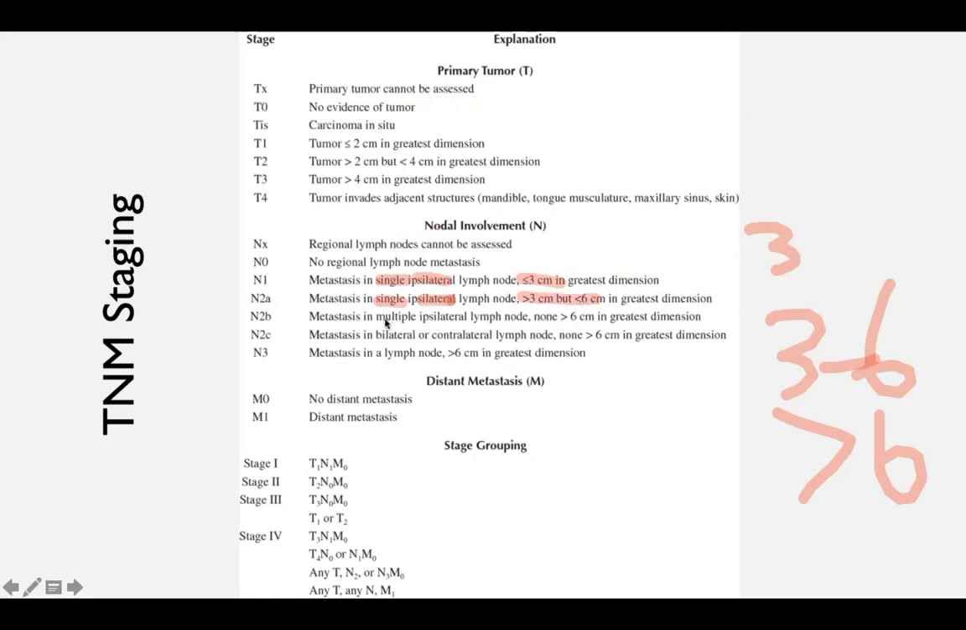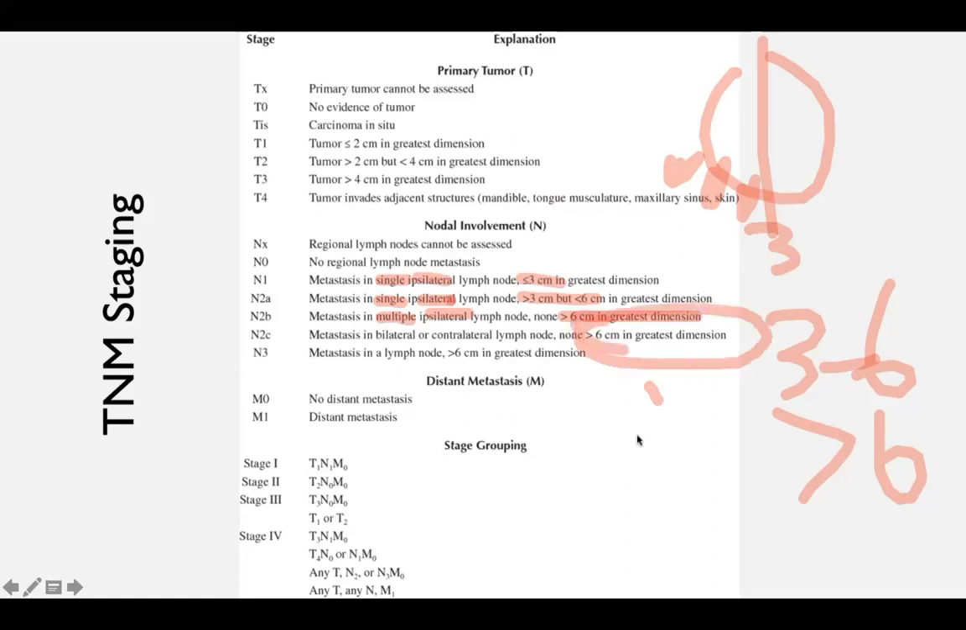And now N2B will be multiple lymph nodes, but still ipsilateral on the one side of the face, but greater than 6 centimeters. The size is always getting more. But N2C is closer to N2B in terms of size. The size in N2B and N2C will be more than 6 centimeters of the lymph nodes.